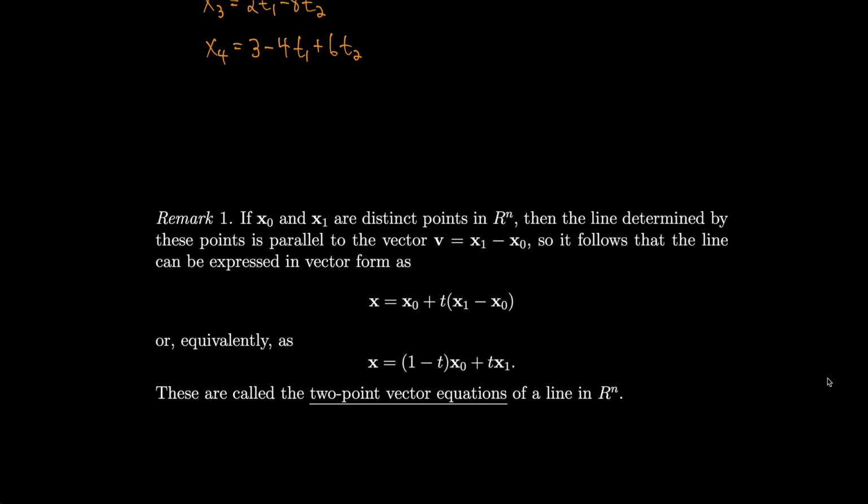If x0 and x1 are distinct points in Rn, then the line determined by these points is parallel to the vector v equals x1 minus x0. So it follows the line can be expressed in vector form as x equals x0 plus t times x1 minus x0, because this vector v can be any parallel vector. So we could factor out the x naughts and get 1 minus t times x naught plus tx1. So I'm basically distributing the t's and then factoring out the x naughts. These are called the two-point vector equations of a line in Rn.